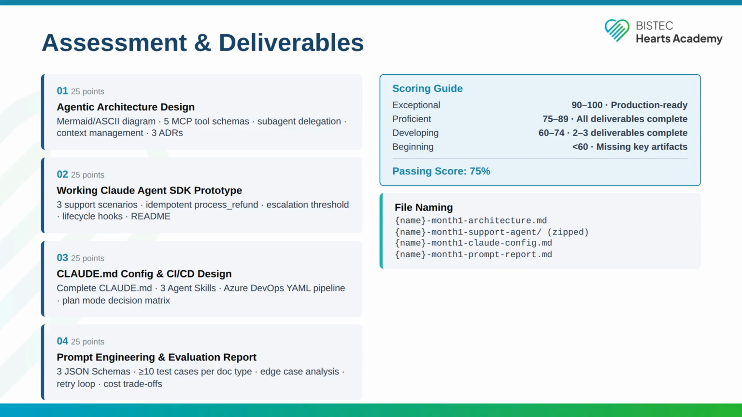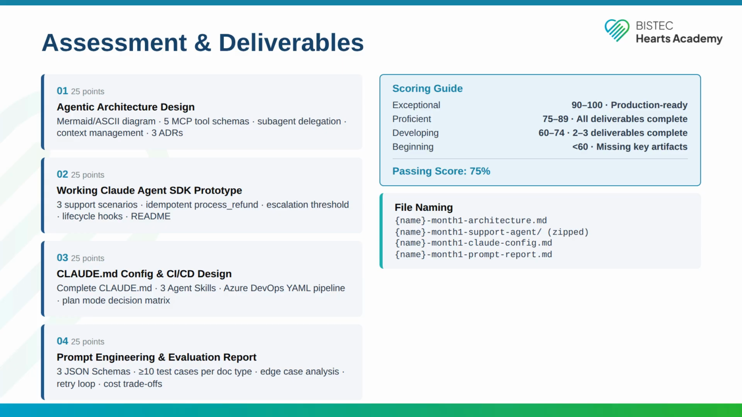It must document all 5 required MCP tools with complete JSON schema objects, error codes, and idempotency strategy. It includes a sub-agent delegation model with justification for the context scope boundaries, a token budget, and pruning strategy for the context management section, and 3 architecture decision records covering why MCP over inline tools, orchestrator versus single agent design, and plan mode versus direct execution for CI/CD.